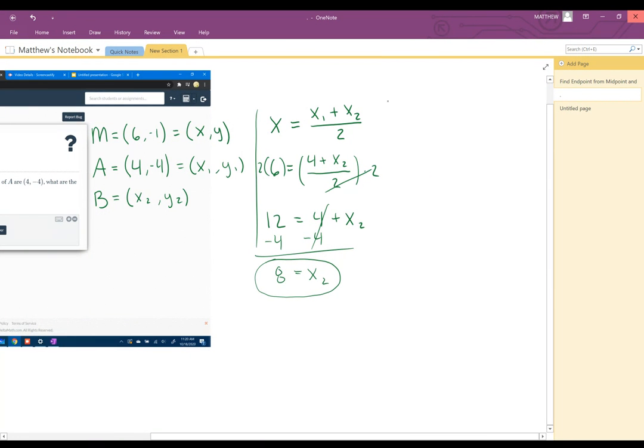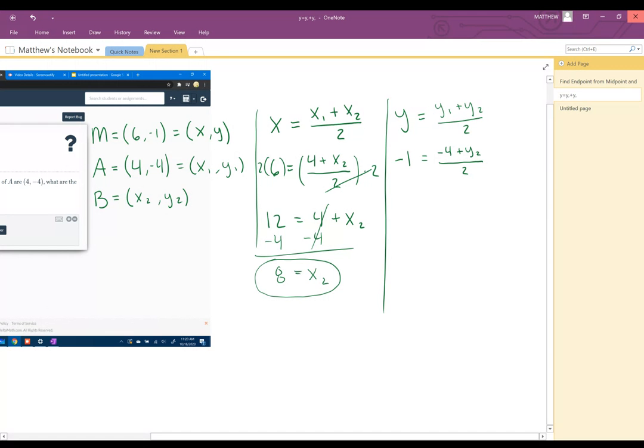I'm going to do the same process for the y-coordinate. I know from the midpoint formula y is equal to (y1 plus y2) divided by 2. So if I plug in the values that I know, y is equal to -1, and y1 is equal to -4. So I could set up the equation -1 is equal to (-4 plus y2) divided by 2.